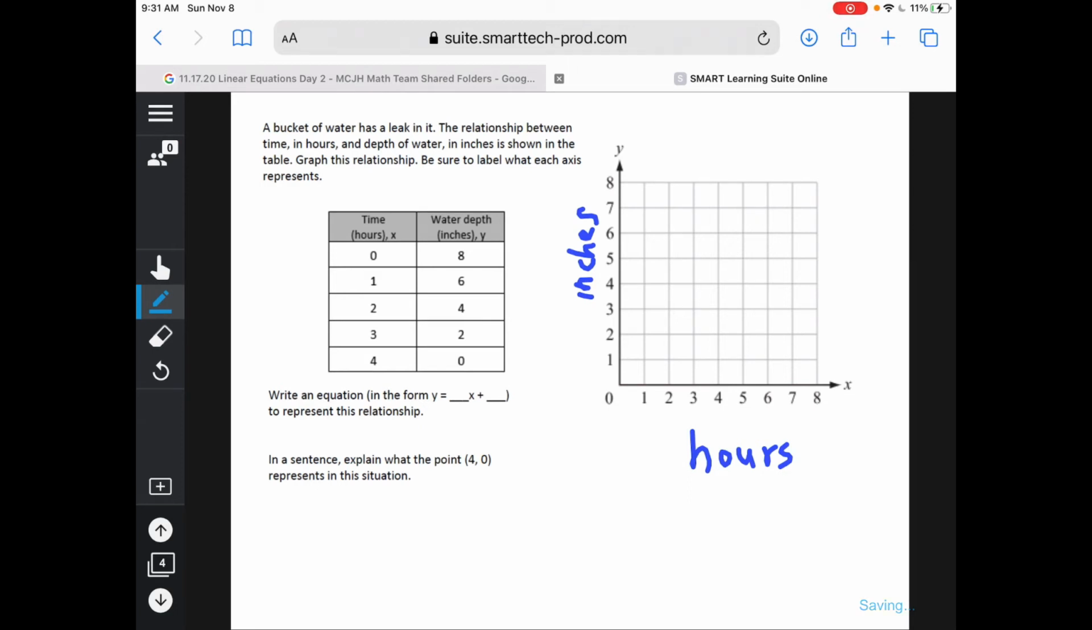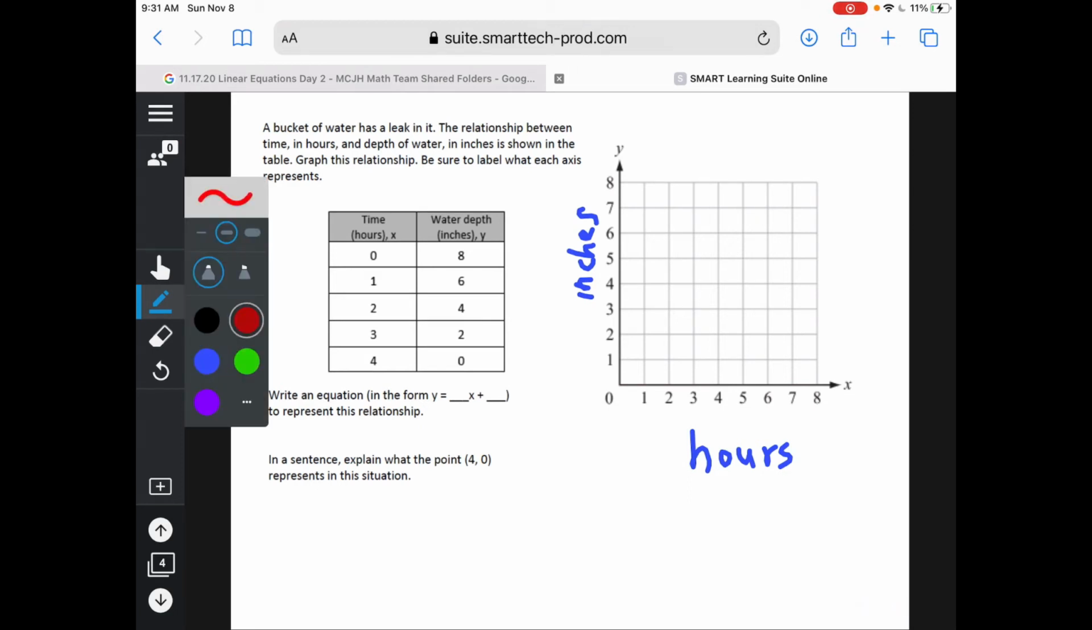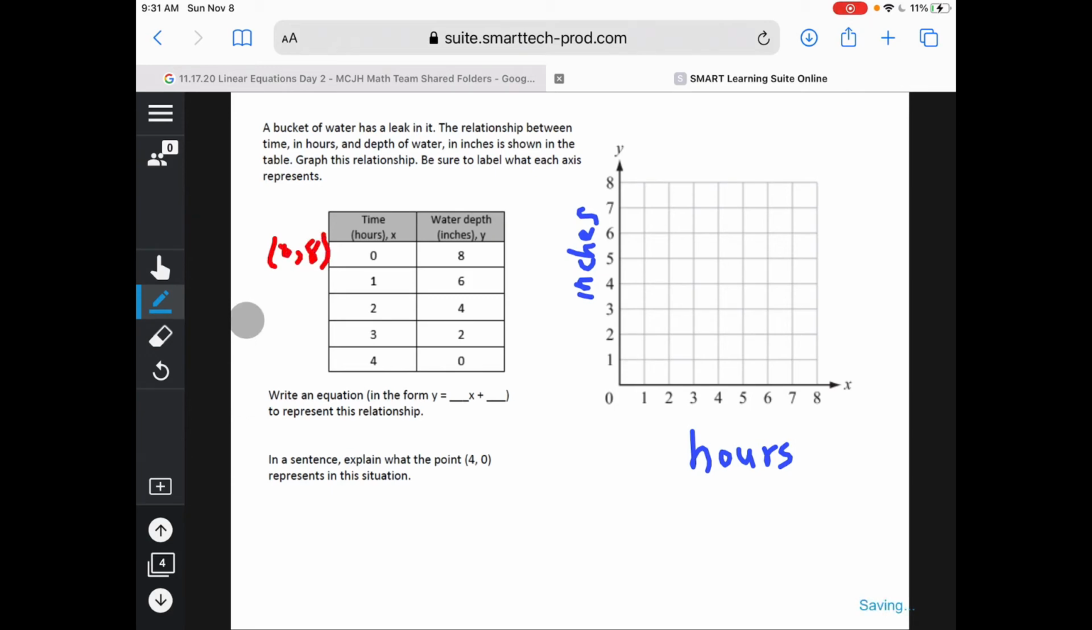So let's look at our first point. We have 0, 8. So 0 is x, 8 is y. We have 1, 6, 2, 4, 3, 2, and we have 4, 0. So let's first go ahead and plot these. So 0 is here. We go up to 8. We have 1, 6, 2, 4, 3, 2, and 4, 0.